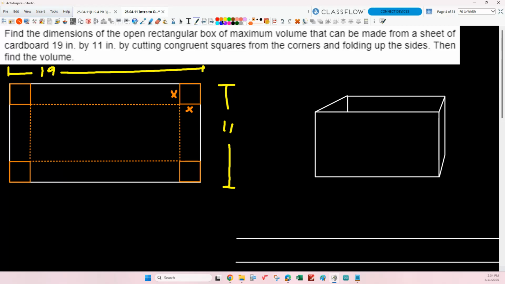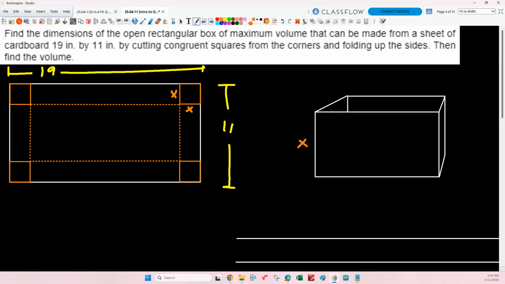Right, so when I fold it up, x ends up being the height of the box, doesn't it? Everybody see that? The side length of the squares that I cut from the corners determines the folded up height of both sides of the box. It's the width of the flaps that I fold up, right? So this distance is x.